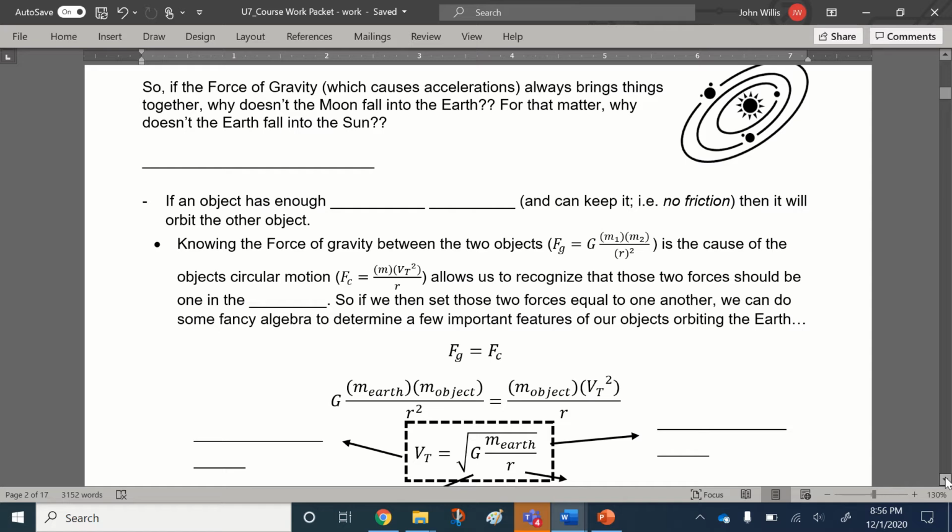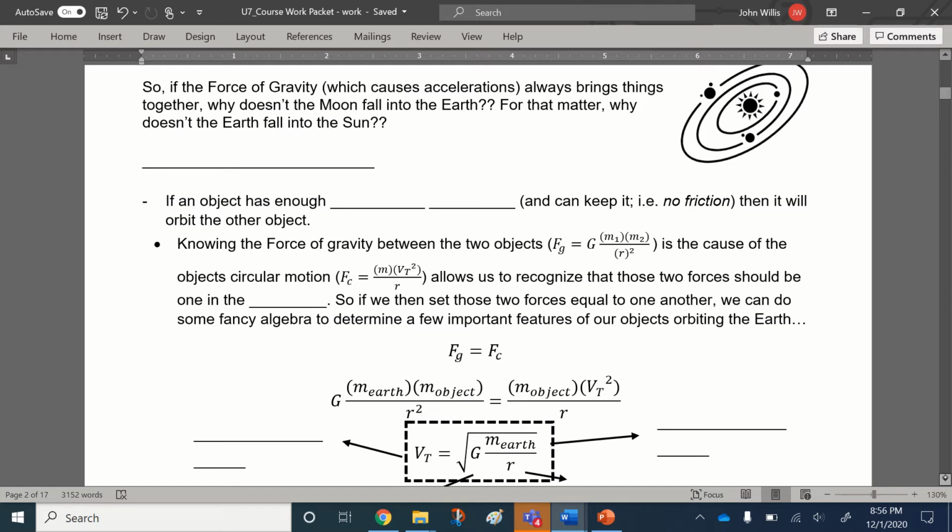So, if the force of gravity, which obviously is going to cause an acceleration, why doesn't it bring things together? Why doesn't the Earth fall into the sun? Why doesn't the moon fall into the Earth? Why doesn't the International Space Station, with all those astronauts that SpaceX just sent something up to, come crashing down and burn up in the Earth's atmosphere?